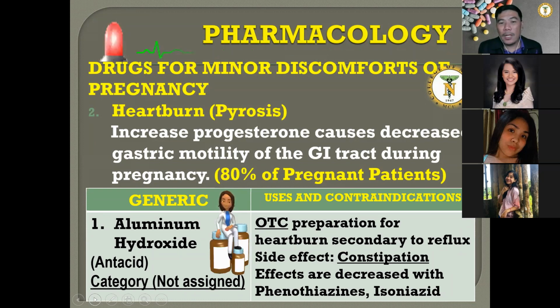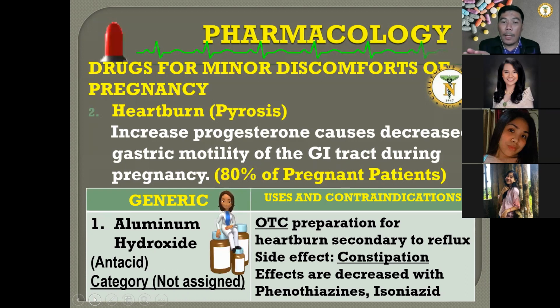So usually the side effect is constipation. So again, nurses, you need to take into consideration, if the pregnant mother is experiencing heartburn and at the same time is already constipated, don't take the risk to give aluminum hydroxide, because it may trigger further problems with constipation as a side effect. So another is, do not mix aluminum hydroxide with phenothiazines. A while ago, we discussed that phenothiazine is a drug that is used for nausea and vomiting.